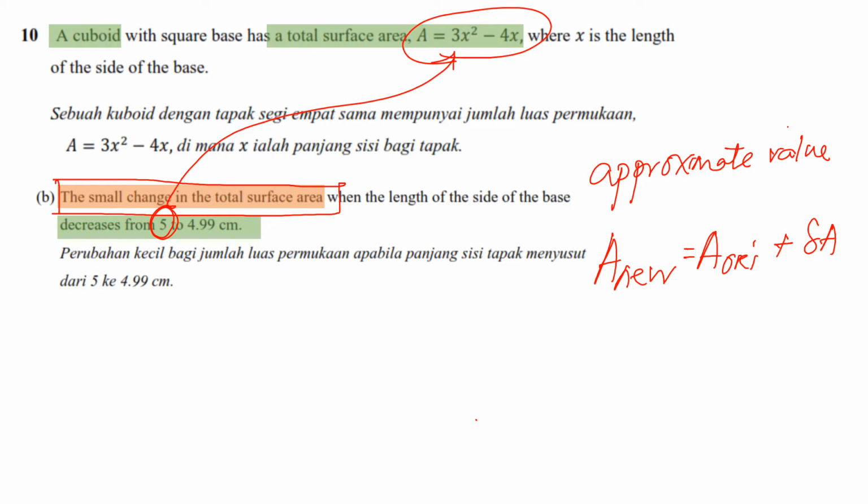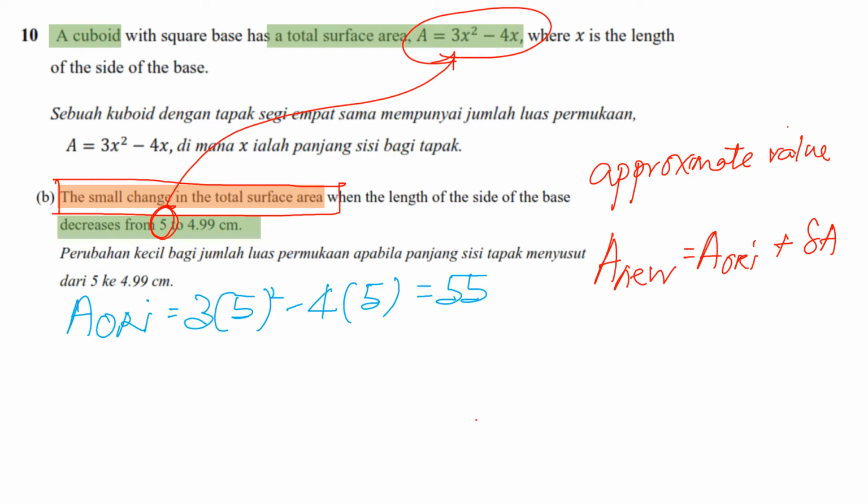I use blue color. A original, where I get it as 3 times 5 squared minus 4x. x is substituted with 5. So get your calculator: 3 times 25 minus 20. You get 55. This means that the original value, the earlier area for the cuboid, is 55.